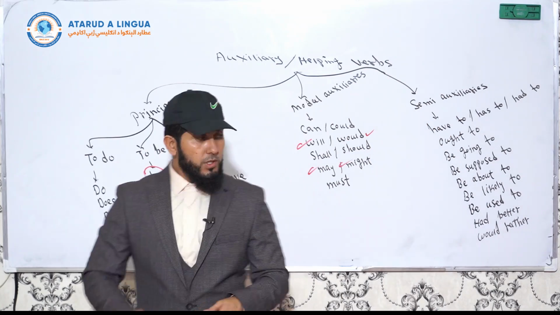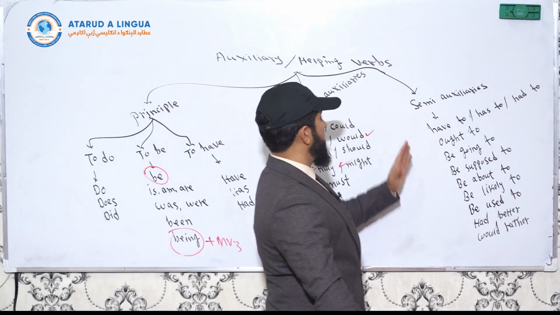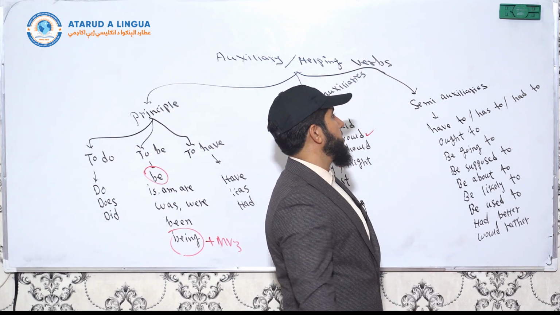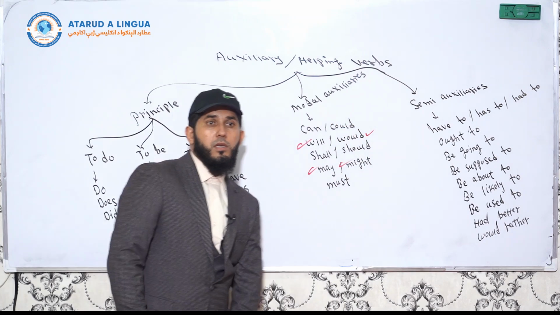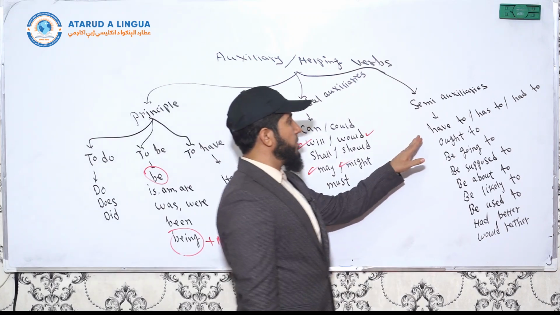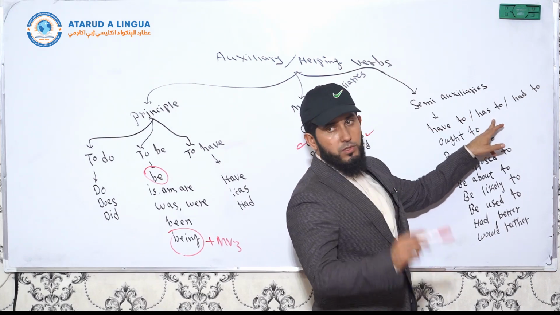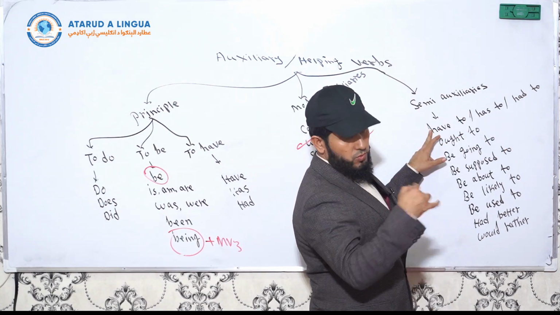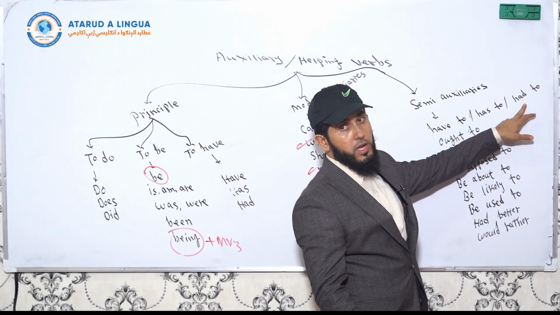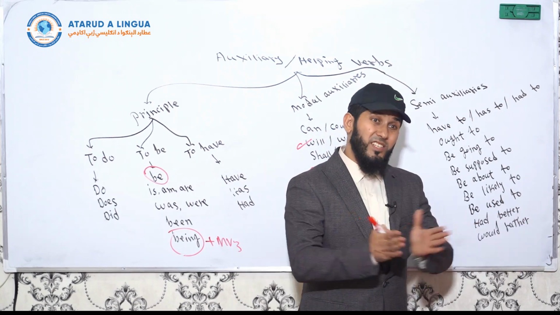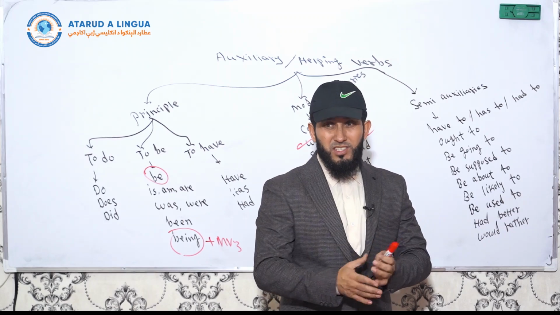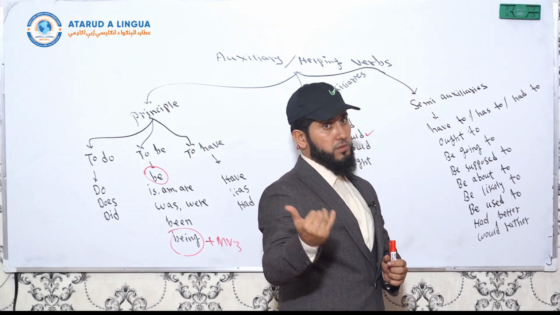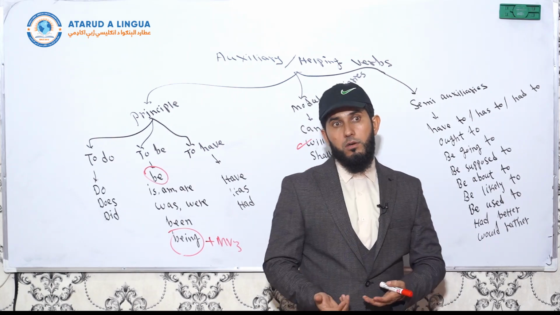Okay. So now we have semi-auxiliary verbs, have to, has to, had to. And of all these three, again, has to is for third person singular subject, have to with the rest of the subjects, and had to can be used with all subjects. It's the past form of have to and has to. So I have to study hard.